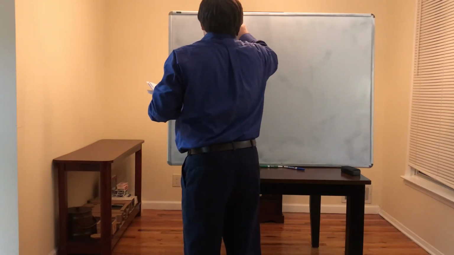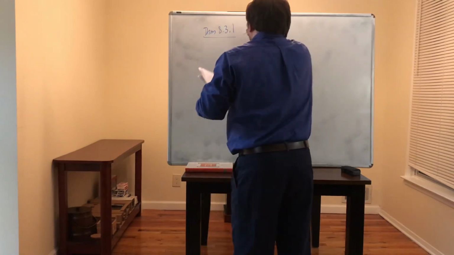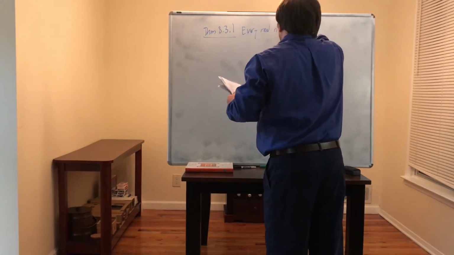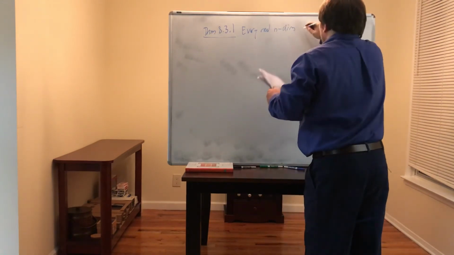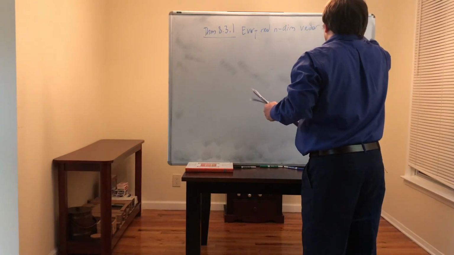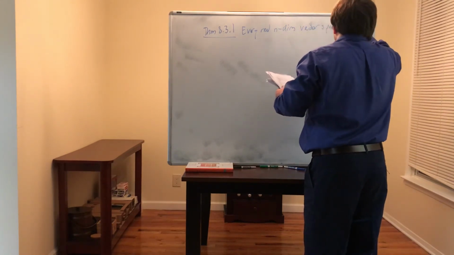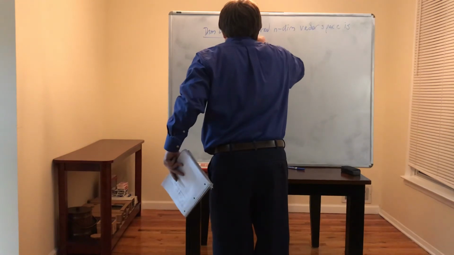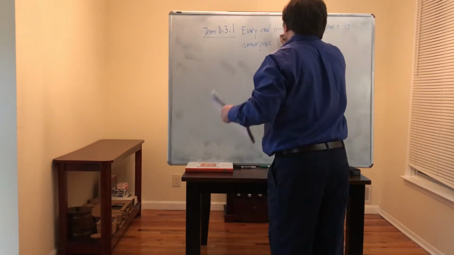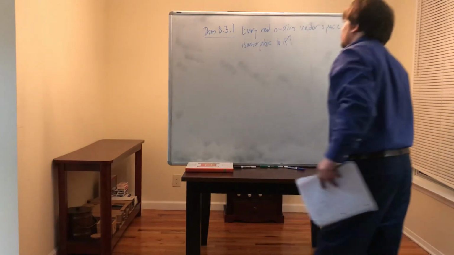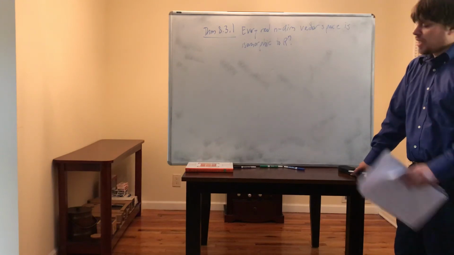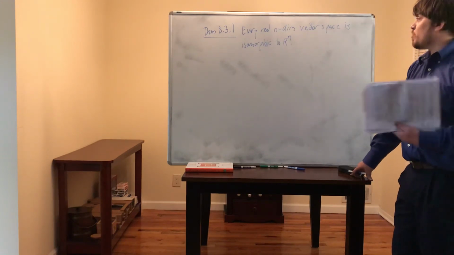Next, Theorem 8.3.1: Every real n-dimensional vector space is isomorphic to Rn. So every real n-dimensional vector space is isomorphic to Rn.